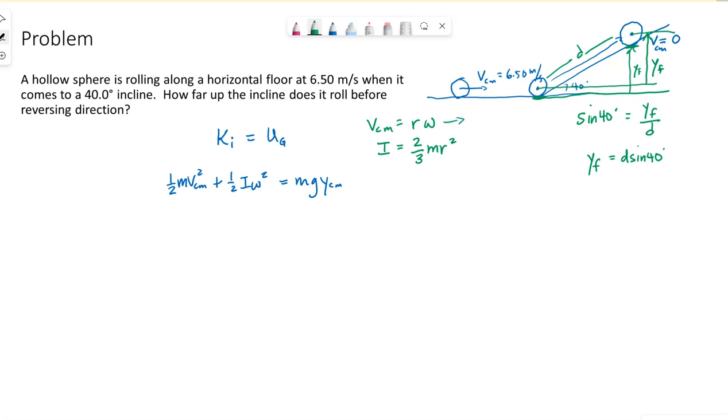So I'm going to make these substitutions. In place of omega, I'm going to put v over r. Since we know v, I'm going to put that in for omega. I'm going to substitute in I, and I'm going to substitute in y is d sine 40. So 1/2 mv squared plus 1/2 times 2/3 mr squared for I, and then omega.